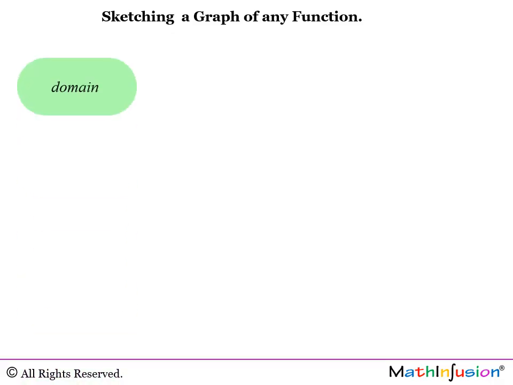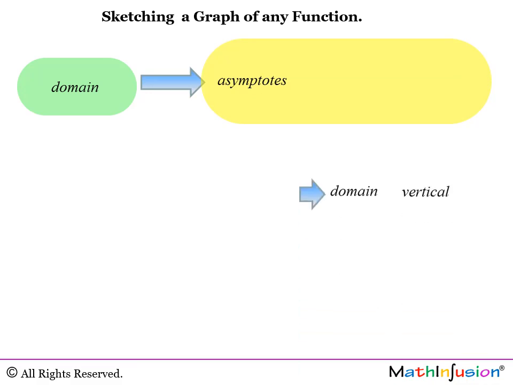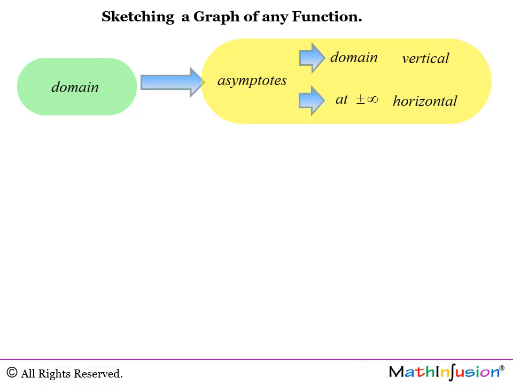We always start with the domain of the function. After the domain, we are going to find all asymptotes. The domain will tell us what are the possible vertical asymptotes. We still need to take the limit to check. And we also need to know what happens at plus or minus infinity to find horizontal asymptotes, if any.